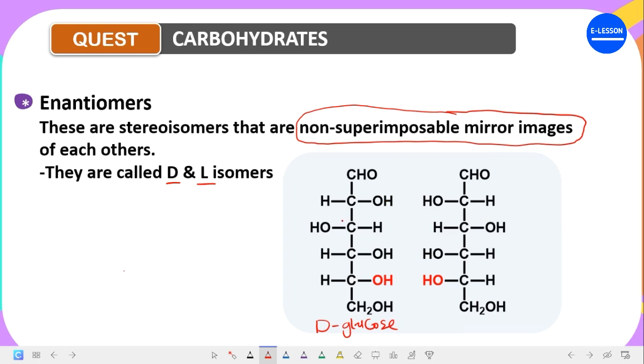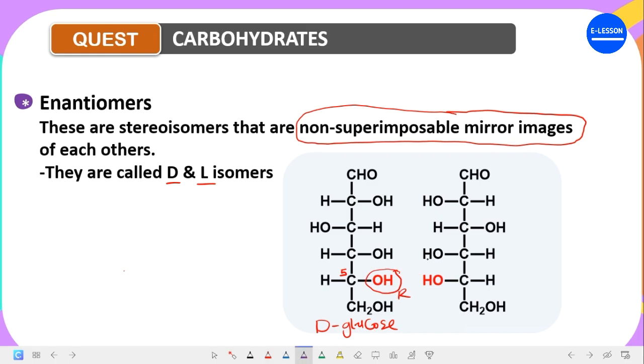To determine if it is the D form or the L form, consider this penultimate carbon. When you say penultimate, it means second to last. Are you getting it now? This is the first, second, third, fourth, fifth, sixth. This carbon here is the second to last. For glucose, if the second to last carbon has its OH at the right hand side, you say it is the D isomer. So this one now is D glucose.